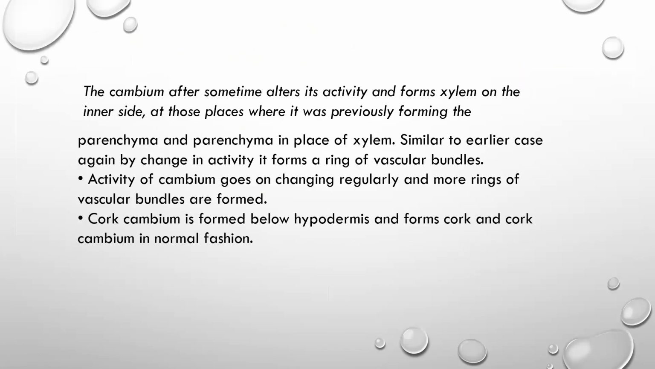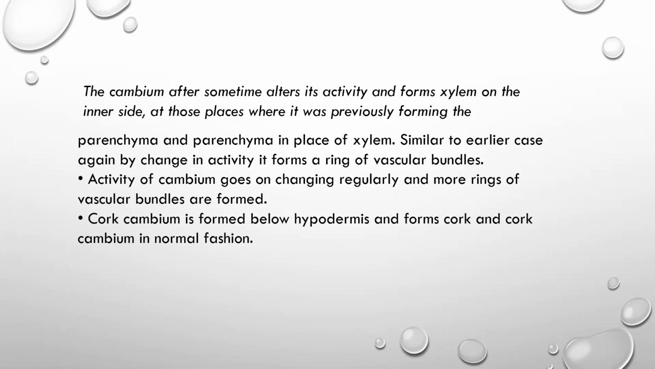So the cambium, after some time, alters its activity and forms xylem on the inner side, and at those places where it was previously forming parenchyma, and parenchyma in place of xylem. So similar to the earlier case. Again, it continues, and this activity of the cambium goes on changing regularly, and more rings of vascular bundles are formed. Cork cambium is formed below the hypodermis and forms the cork, and cork cambium in normal fashion.